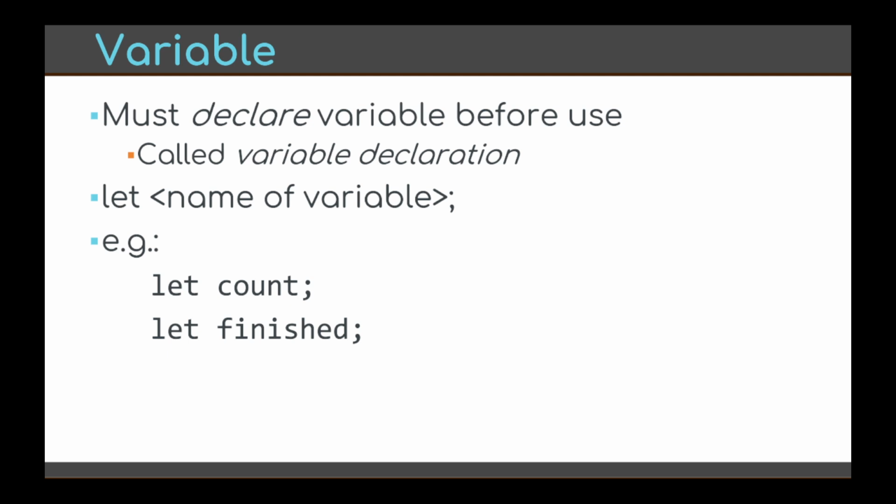So we need to declare variables before we use them, and this is what that looks like. We use the term let. So let count has given us a box. The box doesn't have anything in it right now, or a default value in the box. But right now, we have 2 boxes, count and finished.